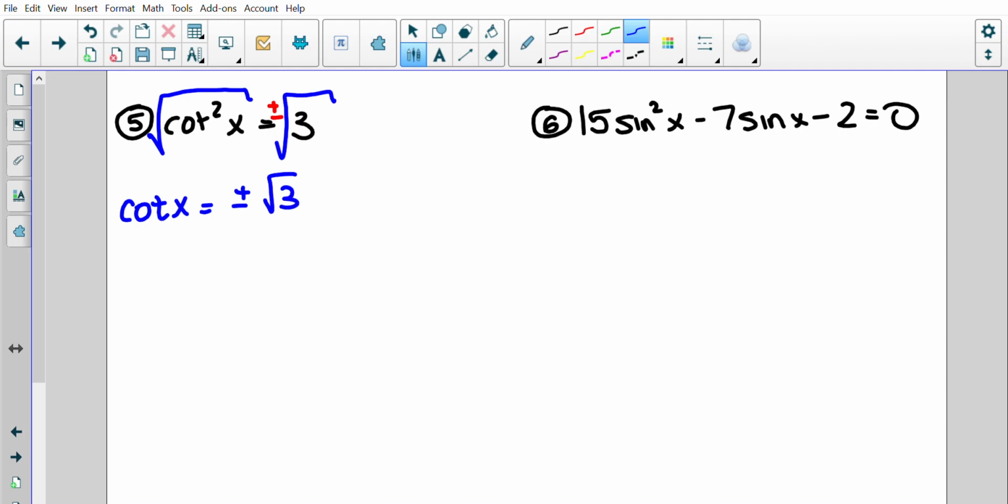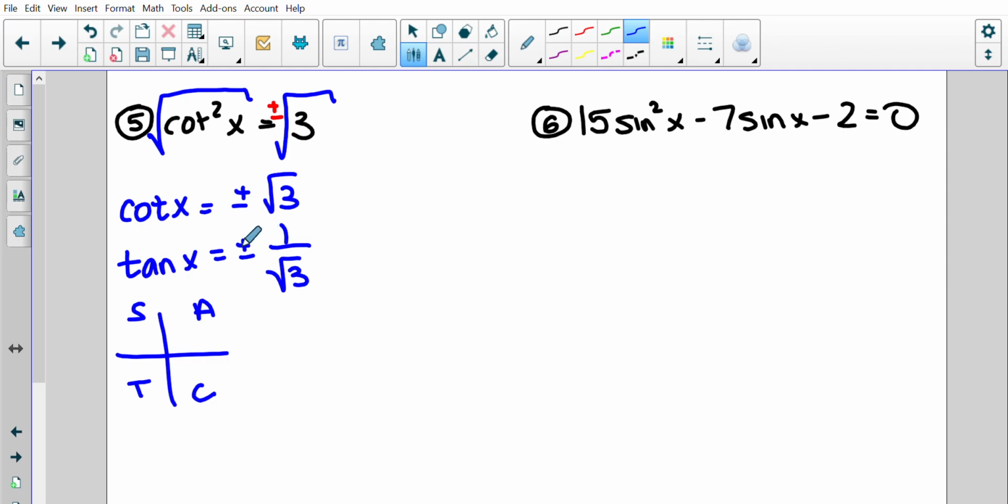And again, if you don't like working in terms of the reciprocal functions, you can always flip it. So this would be where tan x equals plus or minus 1 over root 3. That might be a little bit easier for you guys to think about. And we have to think about what quadrants we're in, so we do a smart trig class. However, because we're both positive and negative, that means that you're in all 4 quadrants, right? Because you want where tan is positive, which will be two quadrants, and negative, which will be the other 2 quadrants, okay?